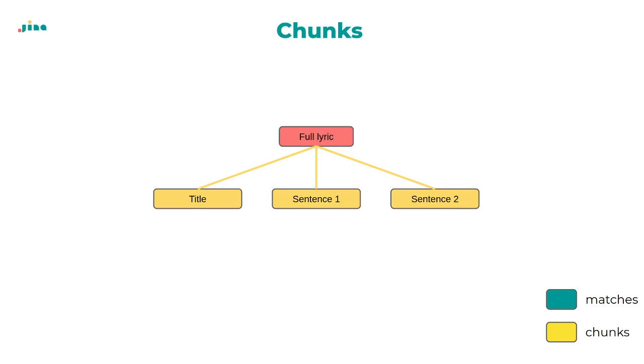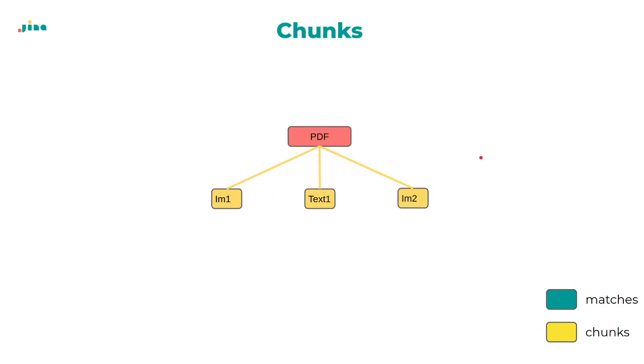So I already showed you the tree. Now we have 3 different types of nodes in this tree that we use for our data model. We have the red root node, which for example can be a full lyric. And then we have chunks, which are pieces of the upper node, of the parent node. And the chunks could be title, sentence 1, sentence 2. Another example, when you have a PDF, the chunks could be image 1, then a piece of text, and then another image, and perhaps more text and more images.